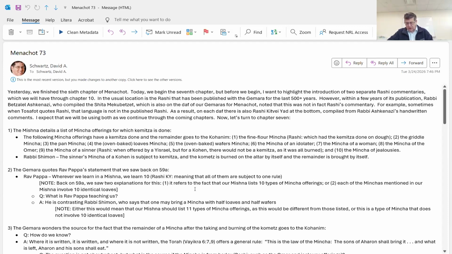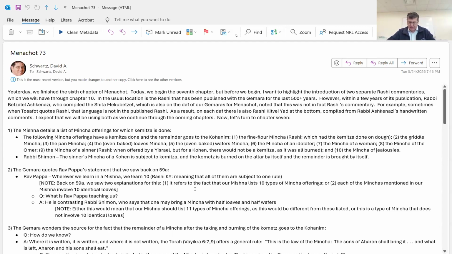Aval minchas chote shel Kohanim. If the sinner is a Kohen, lo haita nikmetzes klal, then there wouldn't be any kmitza at all. Elakula haisa kolel. It will all be burned up. As we will see, there is a machlokas about that in our Mishnah. And finally, back into the Mishnah, uminchas kanos, the mincha of jealousy, that is the mincha associated with a sota. So Rabbi Shimon says, Minchas chote shel kohanim nikmetzes.